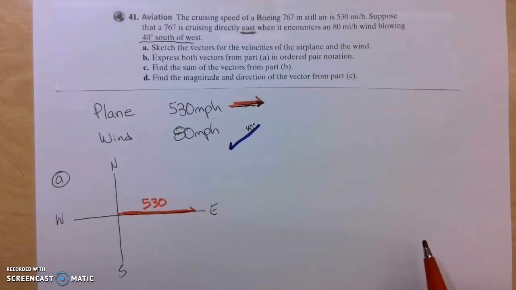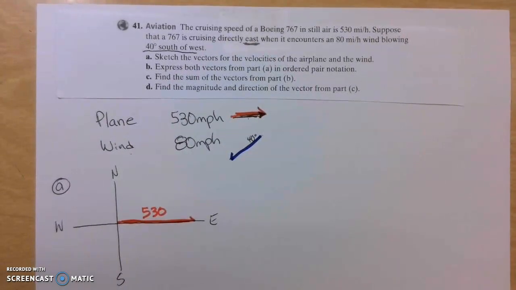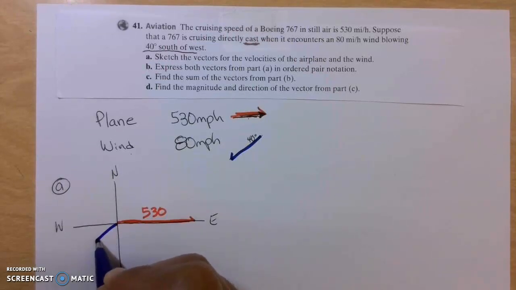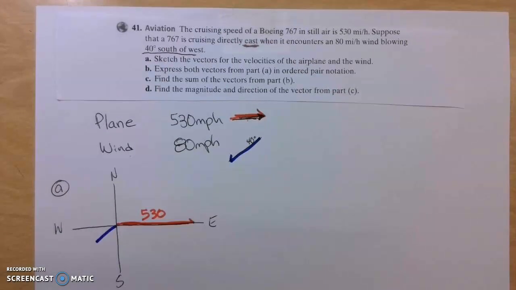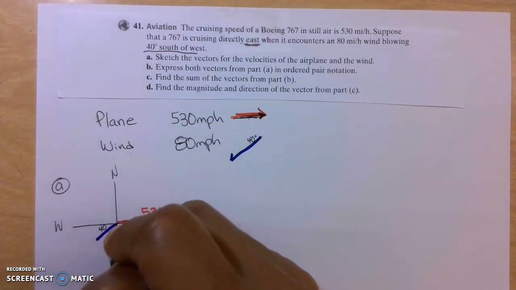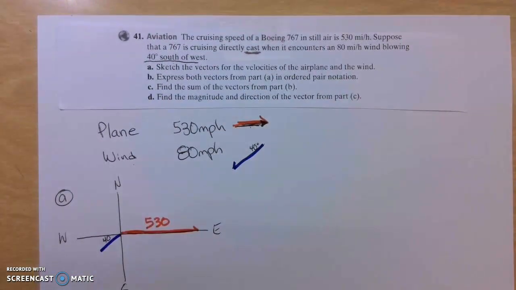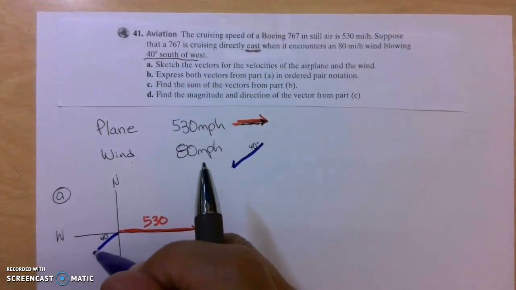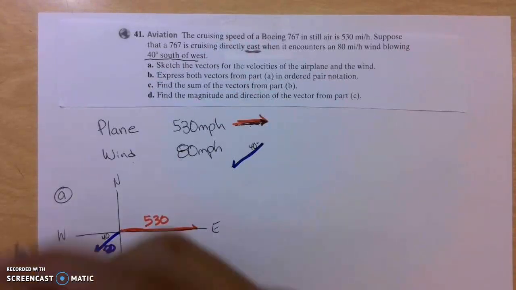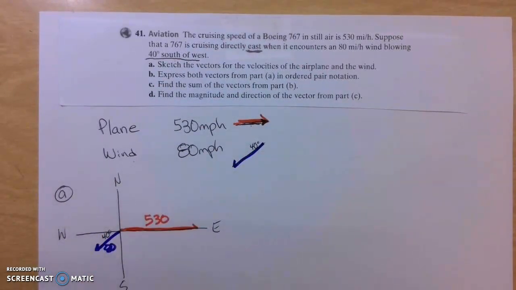That's the airplane if there was nothing impeding it. There's going to be the wind vector, and I'll do this guy here in blue. It's going 40 degrees south of west, so I'll put a little 40 right there. And the vector number is 80 miles per hour. So that is 40 degrees, not to be confused with this 80 there, which is 80 miles per hour.